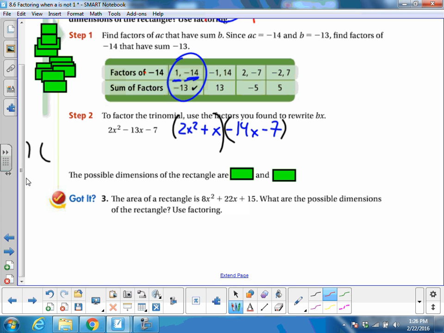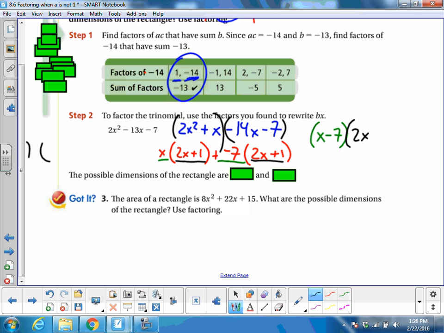Okay, so we've got, I can pull out an x, and then I've got 2x plus 1. And this guy right here, now I'm going to work with my negatives here, so I can see that I can pull out a negative 7. Watching my negatives here, I'm going to pull out a negative 7, and I can see that I've got 2x, and it's going to be plus 1. I'm going to end up with x minus 7 times 2x plus 1.